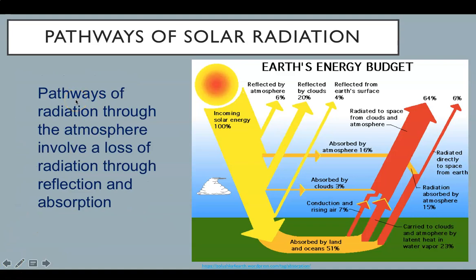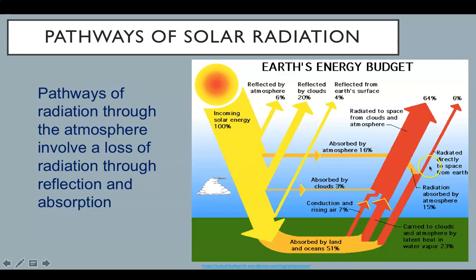Pathways of radiation through the atmosphere involve a loss of radiation through reflection and absorption. Some 60% of radiation is intercepted by atmospheric gases and dust particles. Nearly all the ultraviolet light is absorbed by the ozone. Most of the infrared light, or heat, is absorbed by carbon dioxide, clouds, and water vapor in the atmosphere.